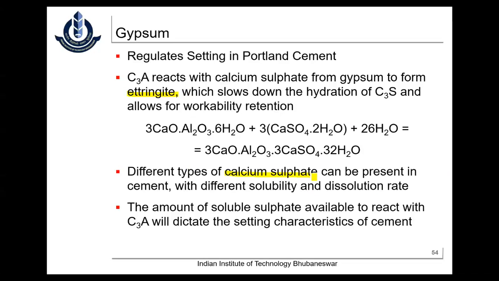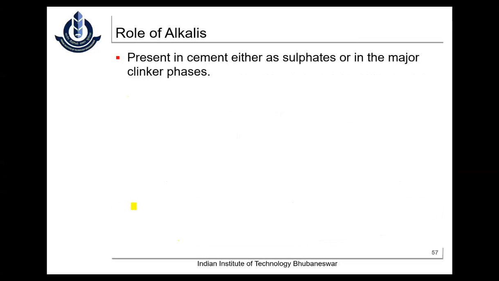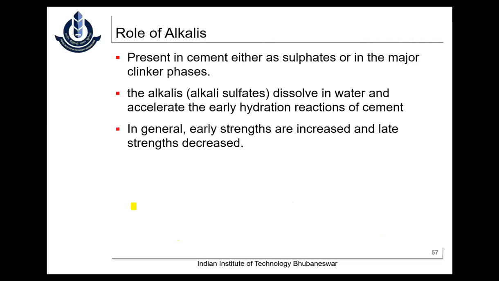So the amount of soluble sulfate available to react with the C3A will decide this. The type of gypsum and the amount of gypsum which you are using will decide the setting time of your cement. Then the role of the alkali: when the steel is placed in the concrete, because of the K2O and Na2O you get a very high alkalinity, and the steel is highly protected in RC structures. Steel is highly protected in cement concrete because of this alkali in it.